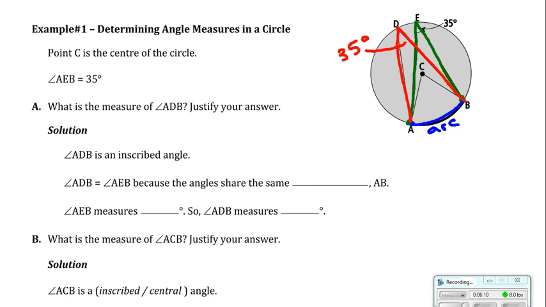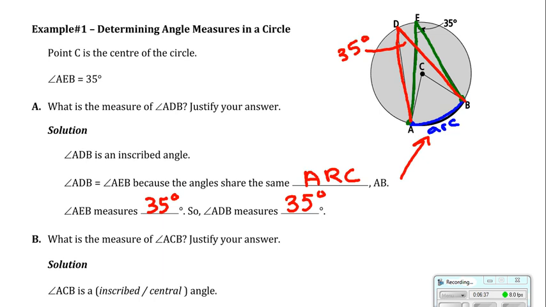So angle ADB is an inscribed angle. ADB equals angle AEB because the angles share the same arc. And the arc is AB, right there. Okay, so if angle AEB is 35 degrees, that means angle ADB is also 35 degrees.